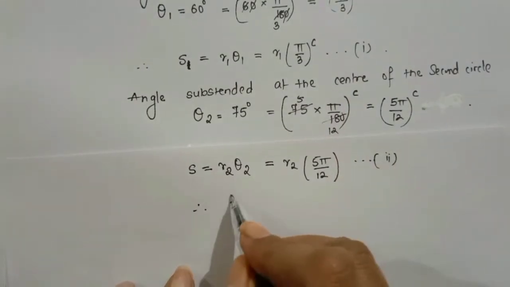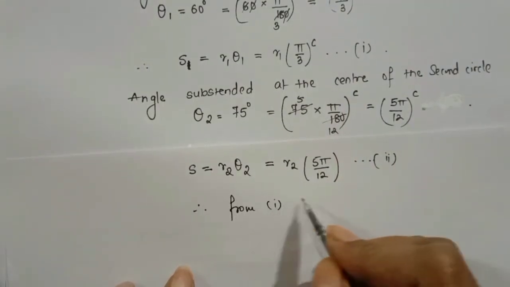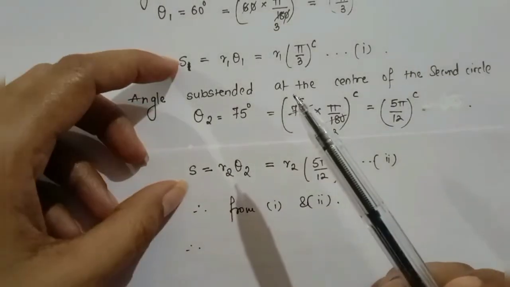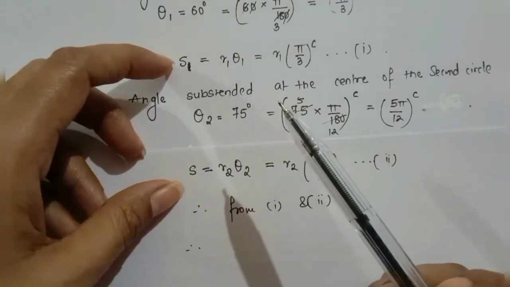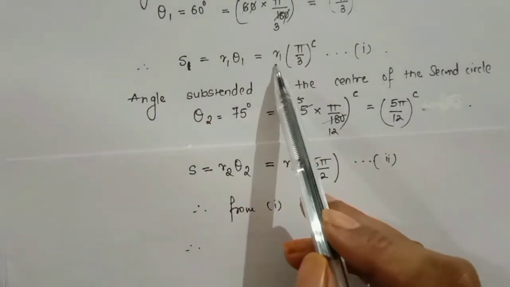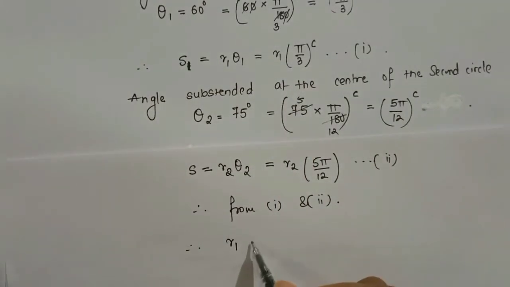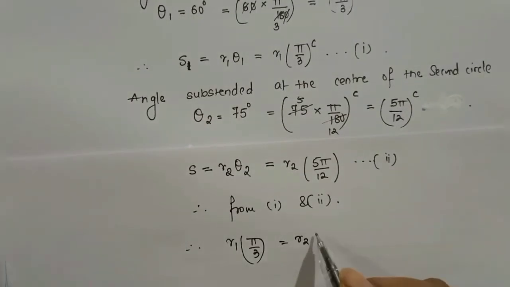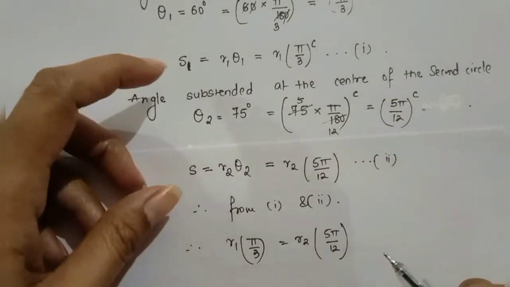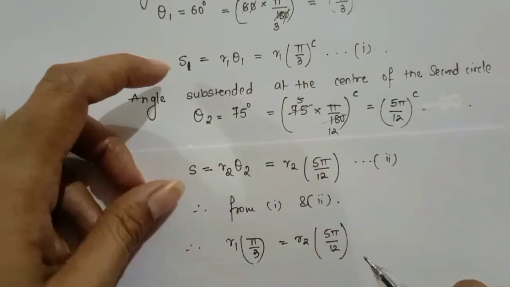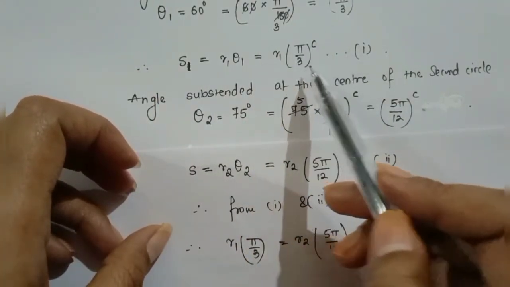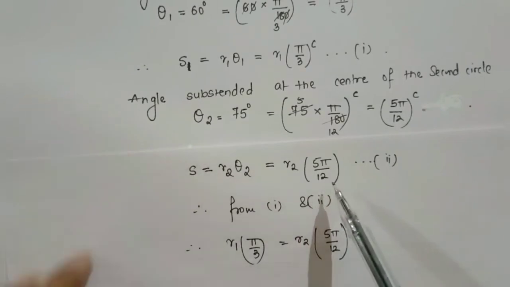So from 1 and 2 we can say, since this S and S are of equal measurement, we can consider R1 pi by 3 is equal to R2 5 pi by 12. Why are they equal? Because already in the question it has been mentioned that the two arcs are of the same length, correct? So we are considering R1 pi by 3 equals R2 5 pi by 12.